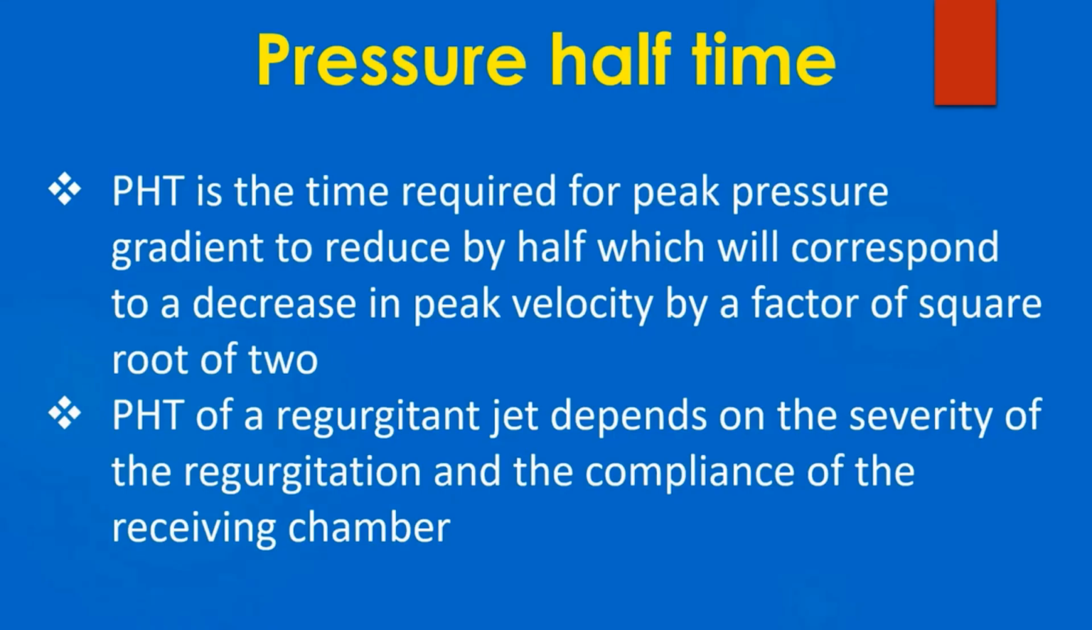PHT is the time required for peak pressure gradient to reduce by half, which will correspond to a decrease in peak velocity by a factor of square root of 2. PHT of a regurgitant jet depends on the severity of the regurgitation and the compliance of the receiving chamber.